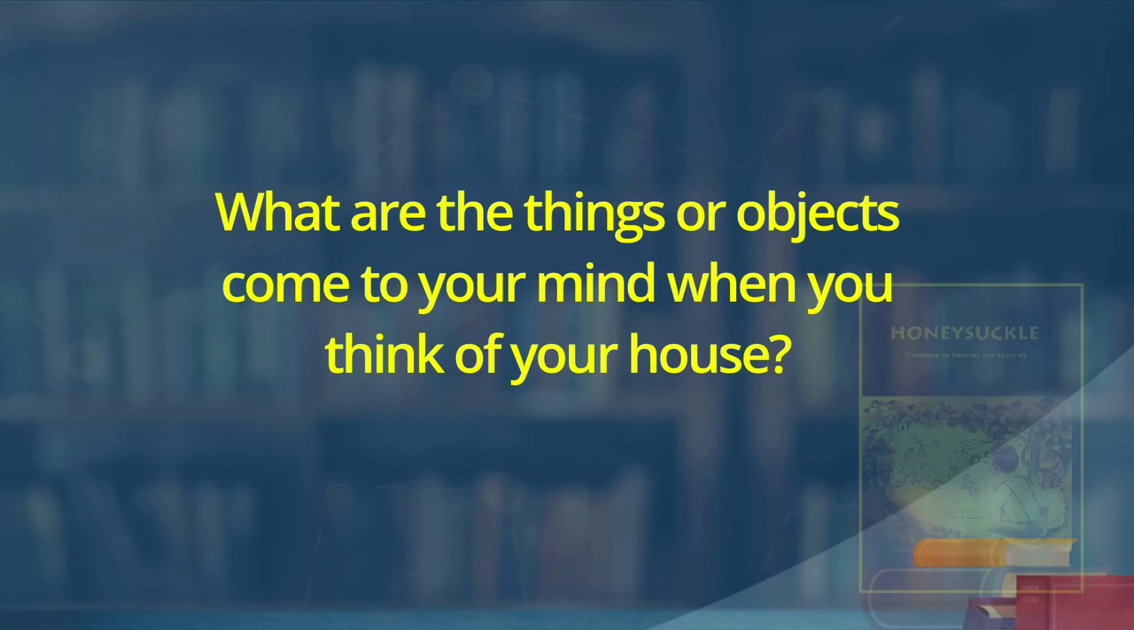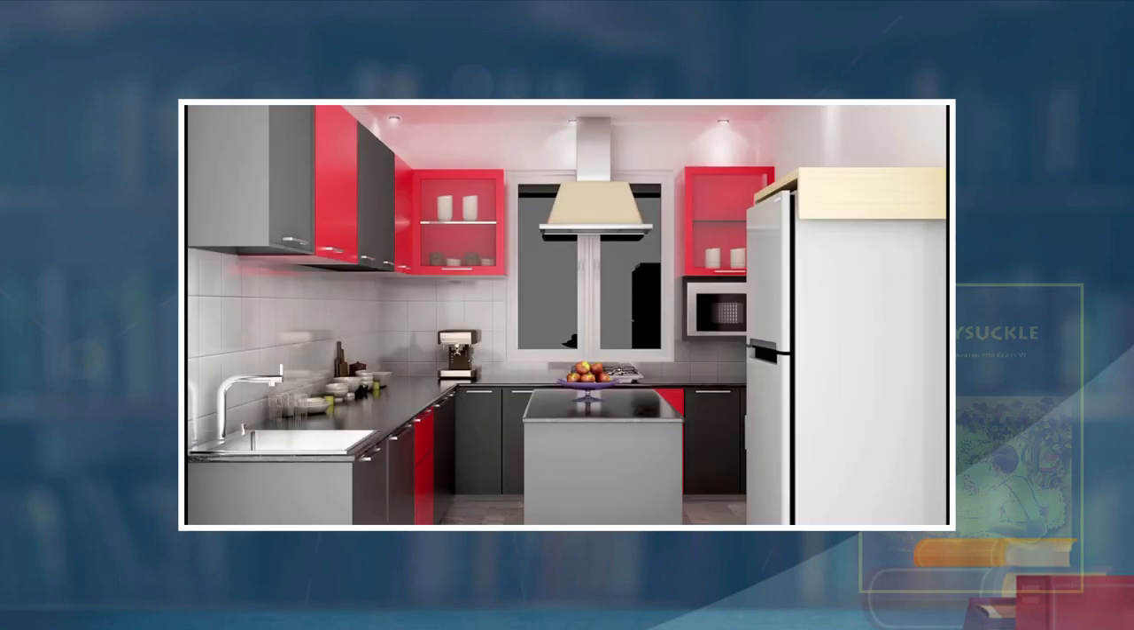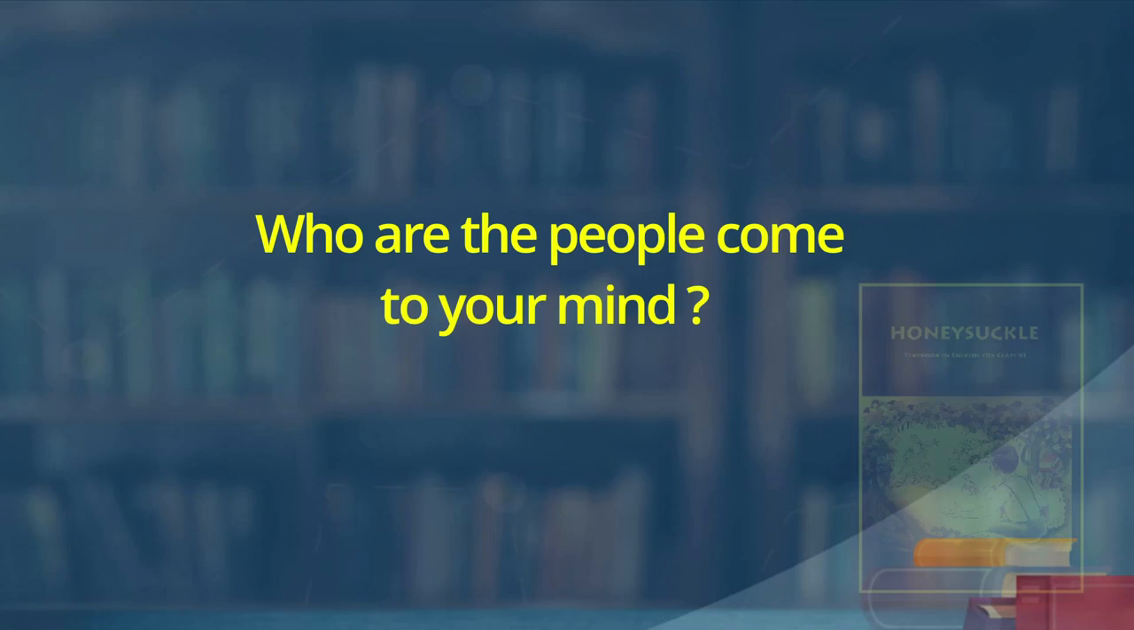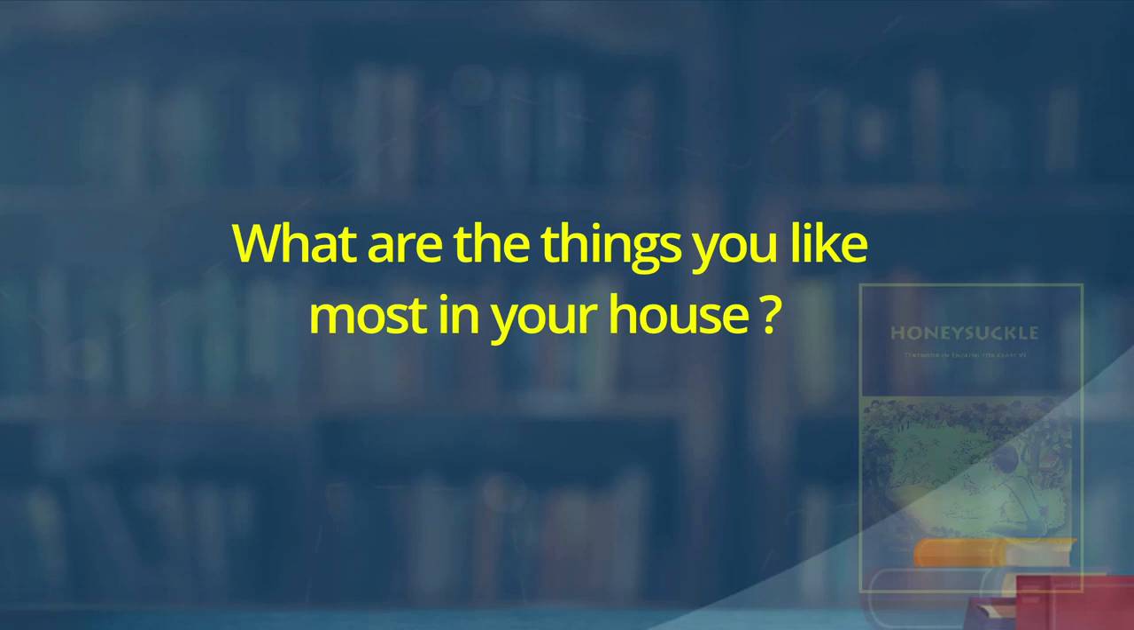Now, Kriti. Yes, sir. Can you respond to some of the questions? What are the things, objects that come to your mind when you think of your house? When I think of my house, the objects which come to my mind are the dining table, the sofa, the kitchen, or the bedroom. Fine. Who are the people who come to your mind? The people who come to my mind when I think of this question are my mother, my father, my sister, my niece. What are the things you like the most in your house?